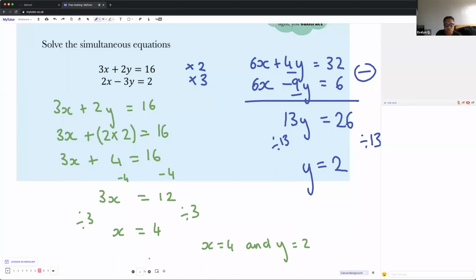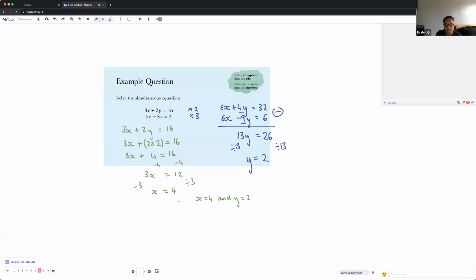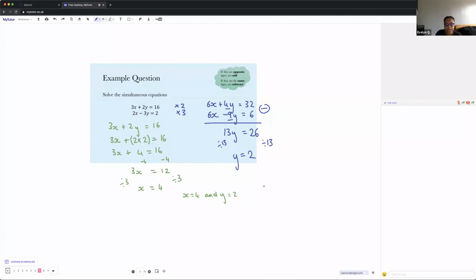Now, if I zoom out a little bit, for those of you who are very close to getting the answer, but not quite there yet, what I encourage everyone to do is once you get your answer, x equals and y equals, pick whichever equation you didn't use. So remember, I used this top equation to substitute y equals 2. I would like you to pick the other equation that you didn't use. So that would be 2x minus 3y equals 2.